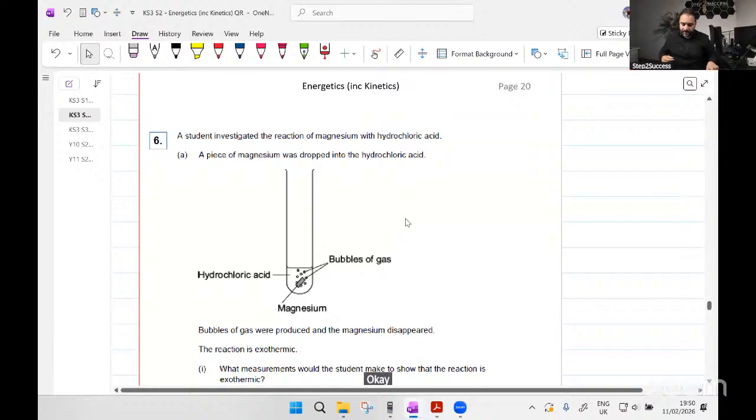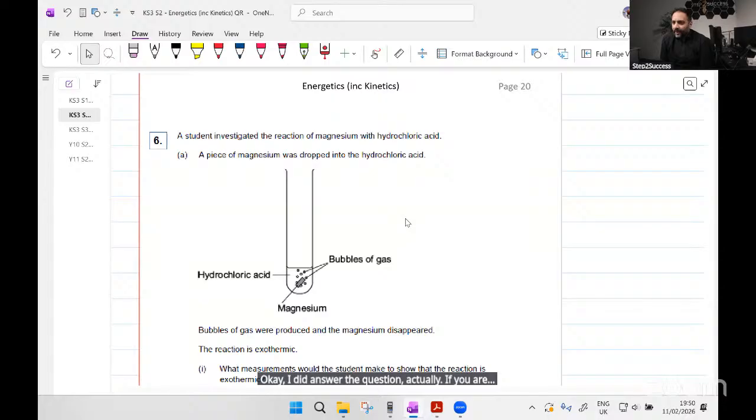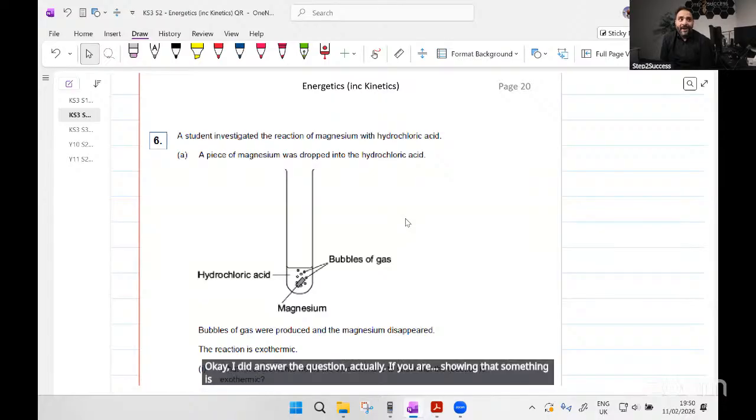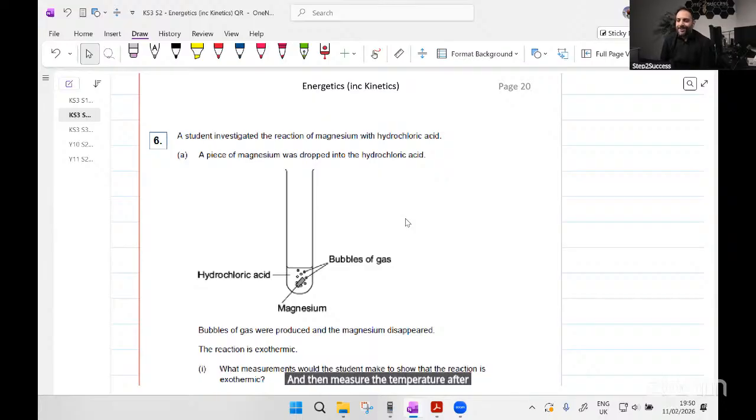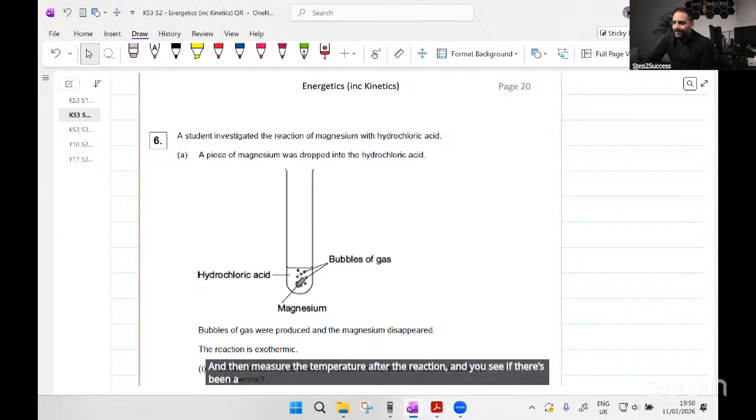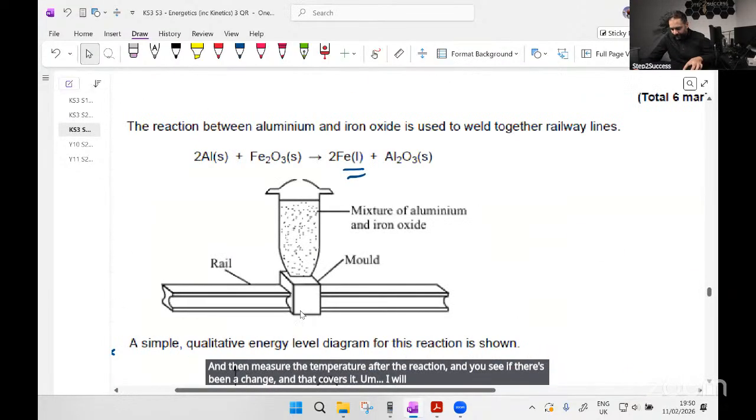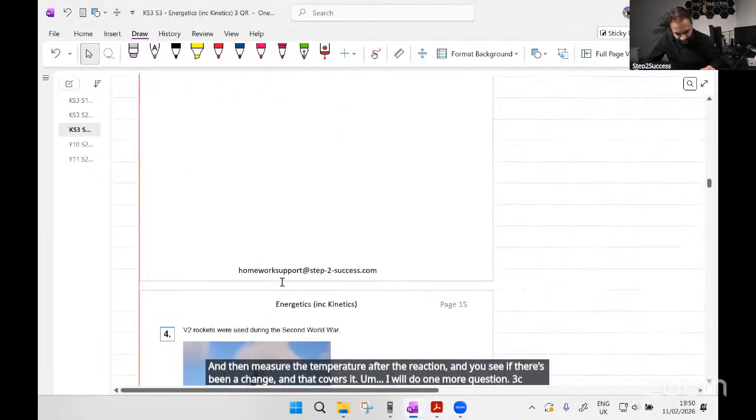Okay, I did answer this question actually, but if you are showing that something is exothermic or endothermic, remember these words are to do with temperature. So if I'm trying to show that a reaction is exothermic, how can I show that something has got hotter? You measure the temperature before the reaction and then measure the temperature after the reaction, and you see if there's been a change, and that covers it. I will do one more question. 3C, booklet three, if I haven't done it already.